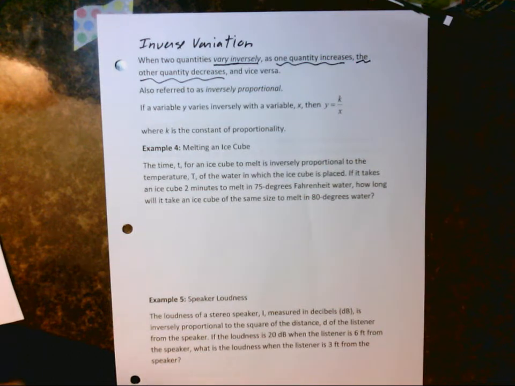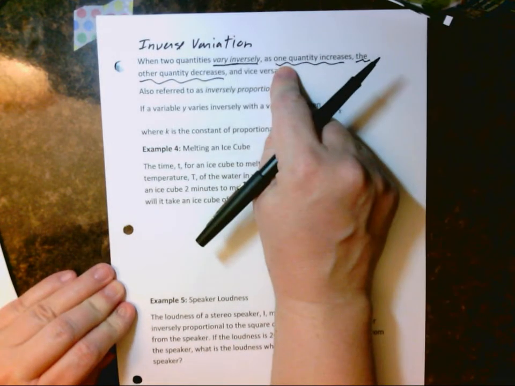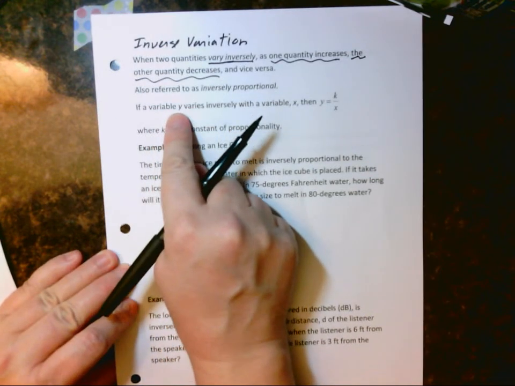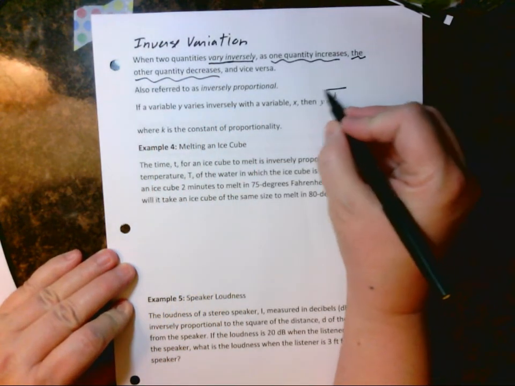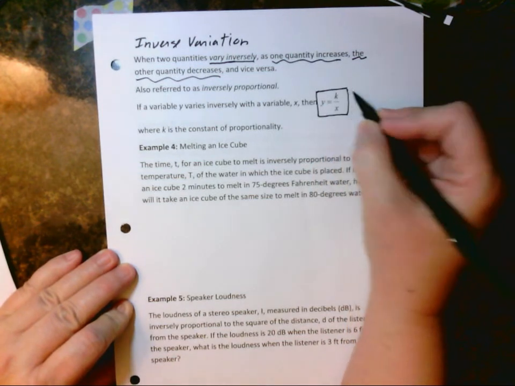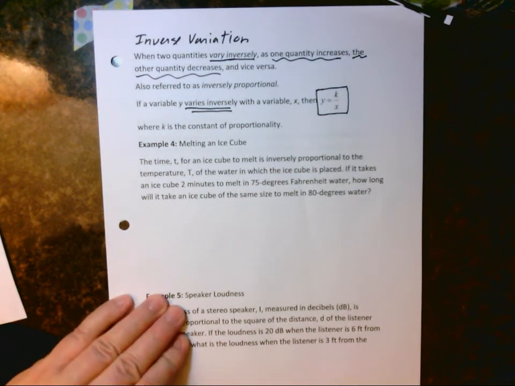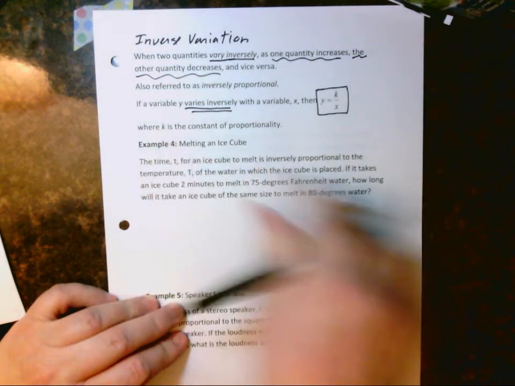The amount of time needed to cook something. If you increase the temperature, you will decrease the time. If you decrease the temperature, it will take longer, more time. So as you increase one, you have to decrease the other, or the other way around. If a variable varies inversely, we write it like this. This is going to be the starting point equation. When you see that it varies inversely, you'll use this, whereas with directly, we use the other equation. K is again the constant of proportionality.